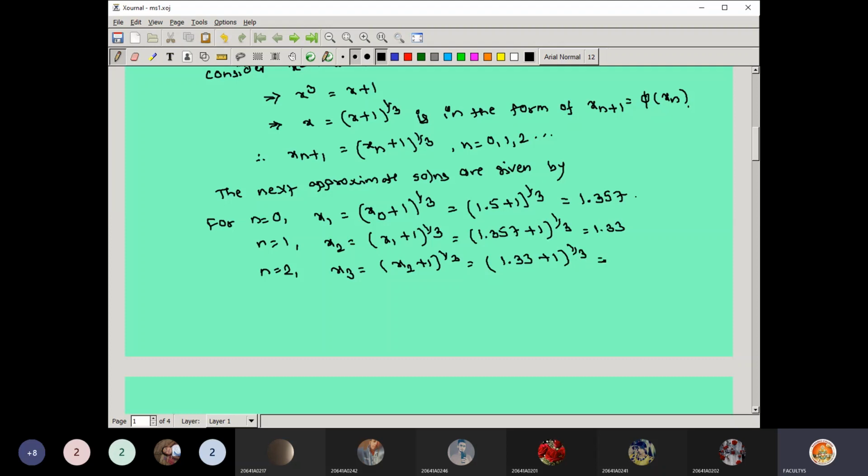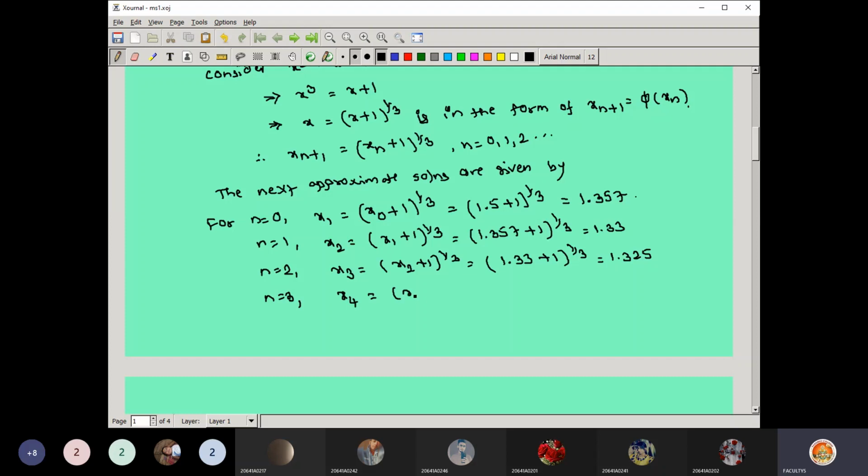So use the calculator again. 2.33, power button, 1/3. So you are getting 1.325. Is it correct? 1.325, right. So shall I stop the process? You just look at the last two. There is somewhat a difference, 1.33 and 1.325. Better you go for the next one, till you get equal values; then only you can stop the process.